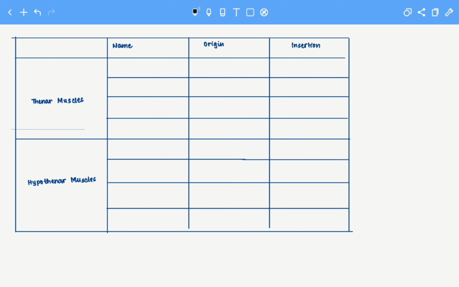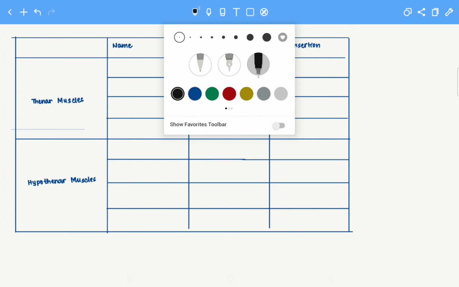So we are going to learn the thenar and hypothenar muscles with the help of this table. So we are going to fill in this table. So let's talk about the thenar and hypothenar muscles. There are 4 thenar muscles and 4 hypothenar muscles, of which 3 thenar and 3 hypothenar muscles have similarities, whereas there is 1 thenar and 1 hypothenar muscle that differ from each other. So let's start.